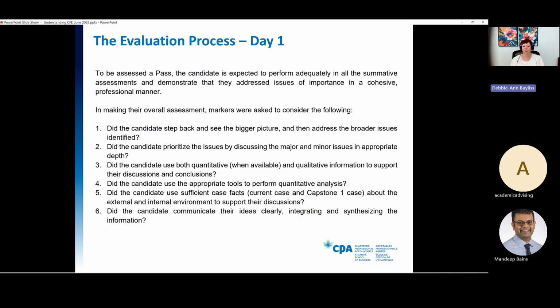Did the candidate use the appropriate tool to provide valuable insight to the board? Whether implementing that option will achieve the board's objectives. Did they use sufficient case facts to support their discussions? That's all about integration. And again, the day one webinar, I'm going to go into great detail about that. And did the candidate communicate their ideas clearly, integrate, and synthesize that information?